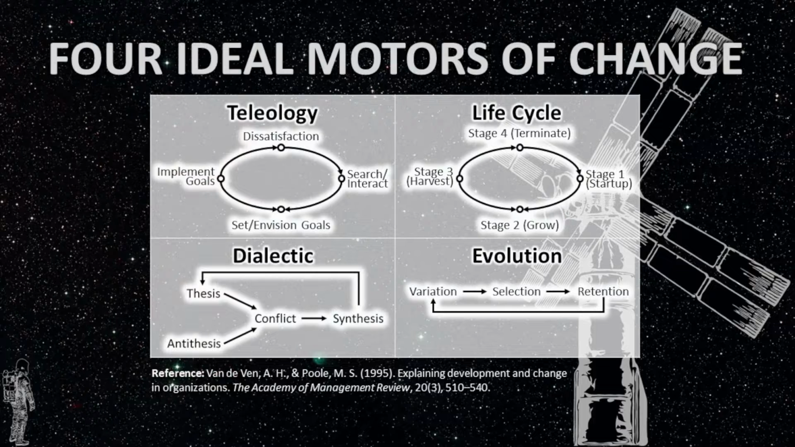As you recall, the life cycle motor is one of the four idealized motors of how change occurs. In reality, multiple motors are working across multiple levels and combined with and dependent on each other. We'll talk about each one separately first before we start combining them together.